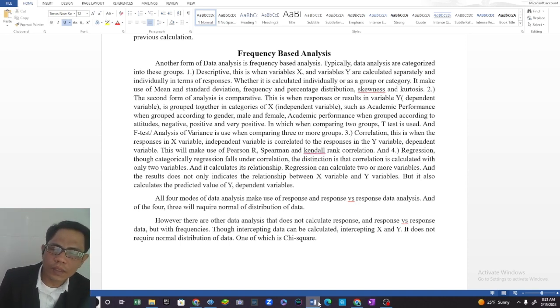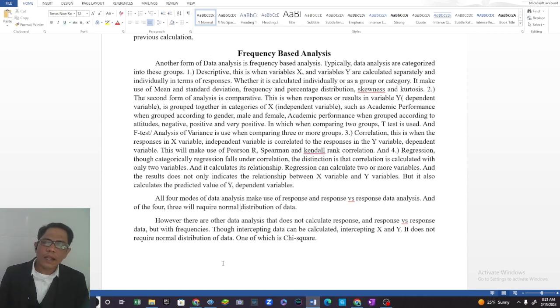All four models of data analysis make use of response versus response data analysis. And of the four, three will require normal distribution of data.